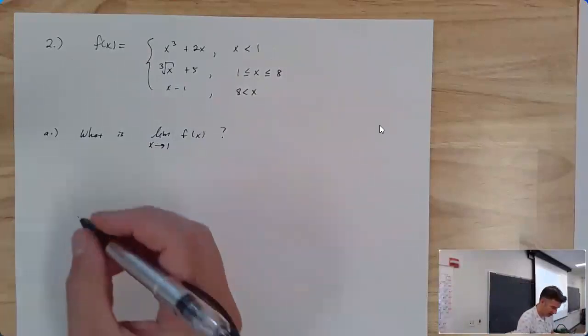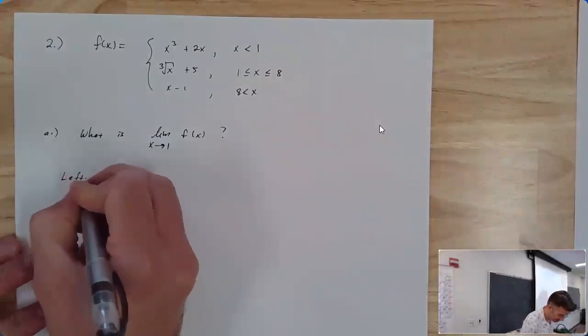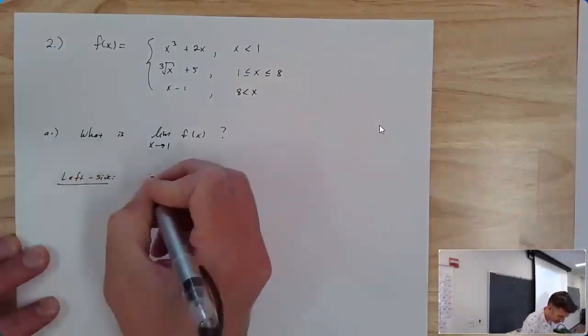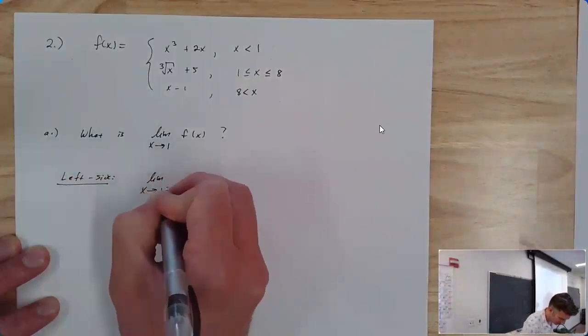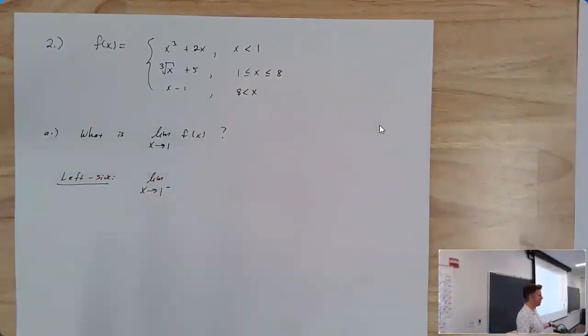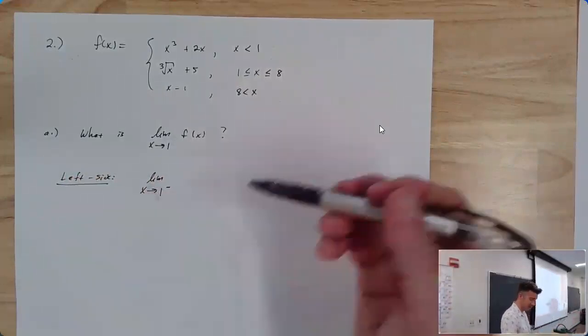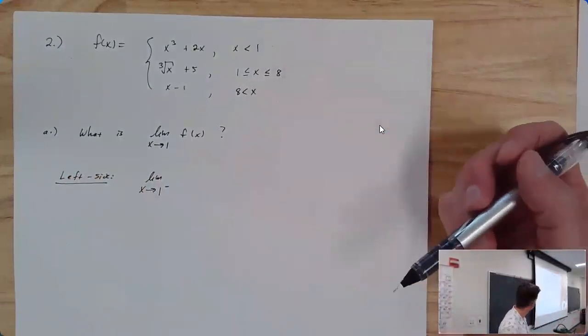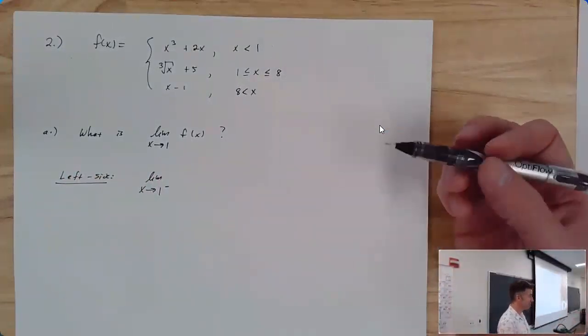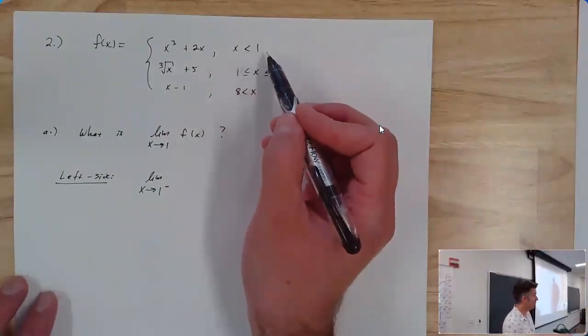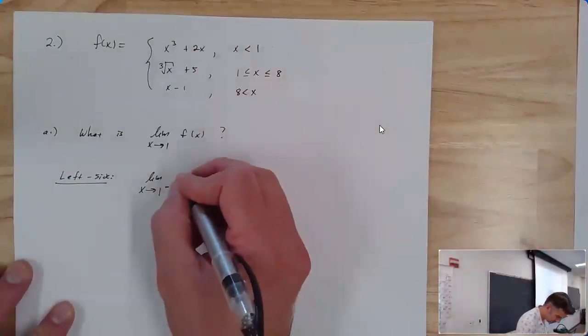So if I look at the left side limit, the limit as x approaches 1 from the left: left of 1, is that bigger than 1 or less than 1? Less, right? Left starts with L, left is less, and then right is greater. So if I'm approaching 1 from the left side of 1, I need to use which piece? The first piece, the second piece, or the third piece? It needs to be the first piece because that's where x is less than 1. So I'm going to use this piece.